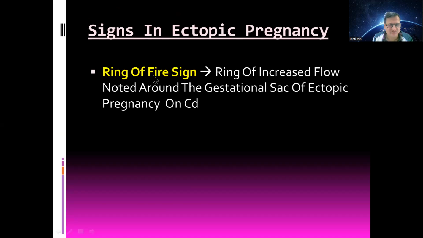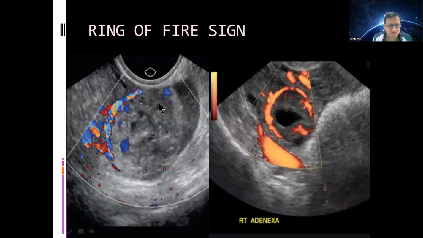The other sign is the ring of fire sign. There is a ring of increased flow on color Doppler around the gestational sac of the ectopic pregnancy. So this is an ectopic sac, where there is color flow around the sac.